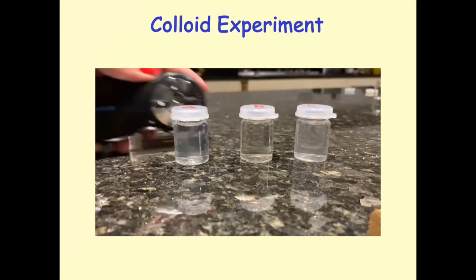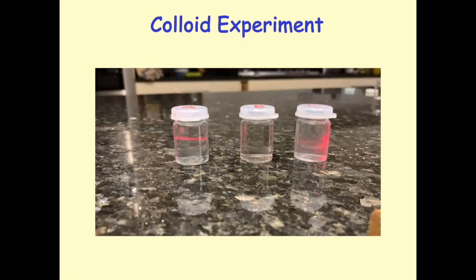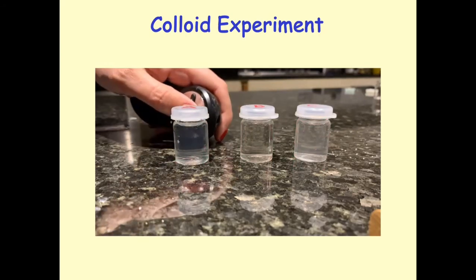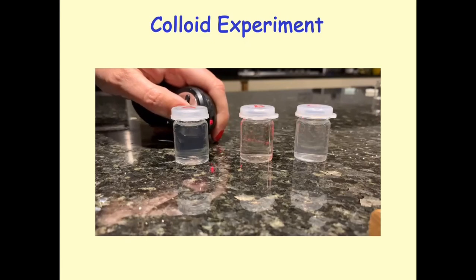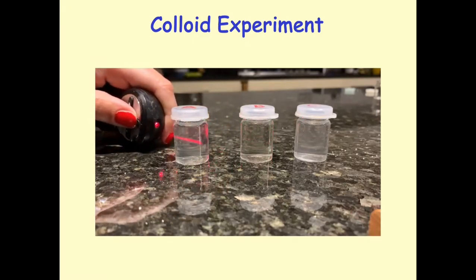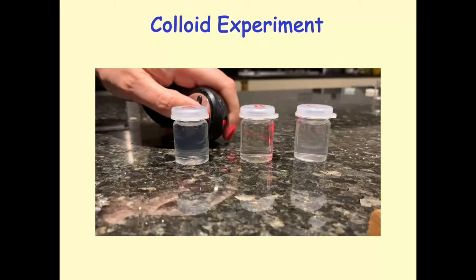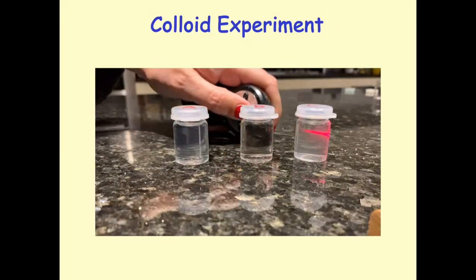So we're going to use a laser pointer first and shine the laser pointer through the samples. We're going to shine it through the samples from different angles so we can see what happens when you shine the laser pointer through each of the samples. So finally shine it through A, shine it through B, and shine it through C.